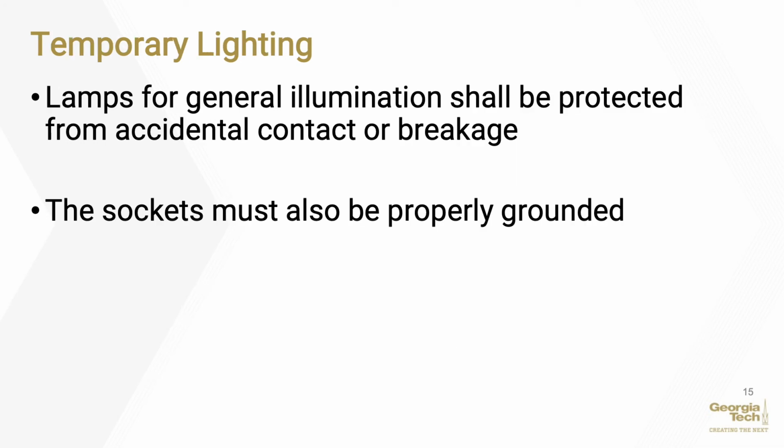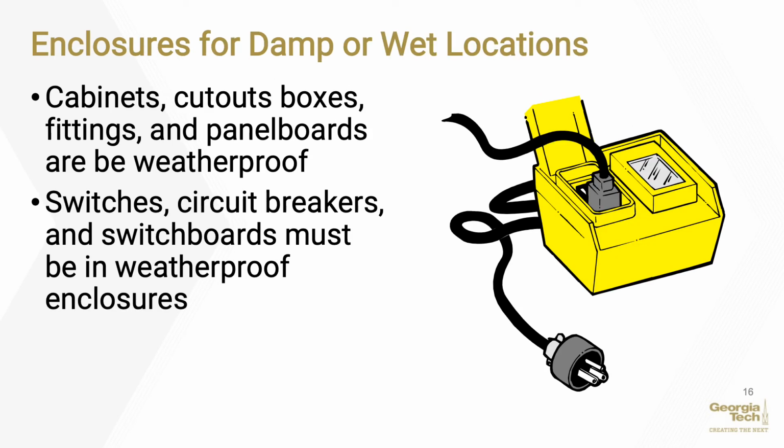Lamps for general illumination shall be protected from accidental contact or breakage. It is important to ensure that the sockets are also properly grounded. Special care needs to be taken with electrical equipment in damp or wet locations. Cabinets, cutout boxes, fittings, and panel boards must be weatherproof. Additionally, switches, circuit breakers, and switchboards must be in weatherproof enclosures. Water leakage into light receptacles or fixtures can cause a major fire hazard.